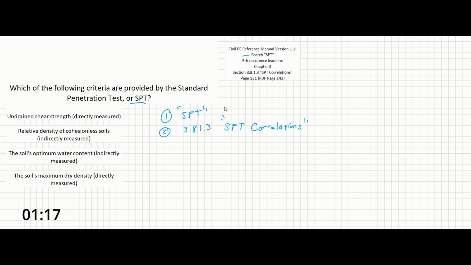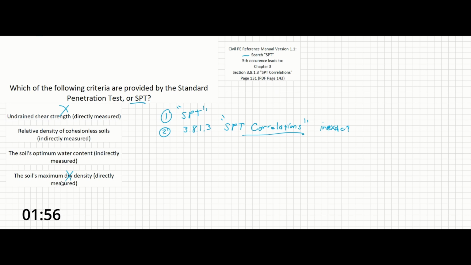Now, previous occurrences of the SPT bring us to things that are using the SPT value versus another factor or value. It's also worth noting that the word correlation in the title implies that the results are inexact, which would lead me to look for answers with the term indirect in it. So this already possibly removes two of our answers from up top. If we were running out of time, we could try to make an educated guess from here.